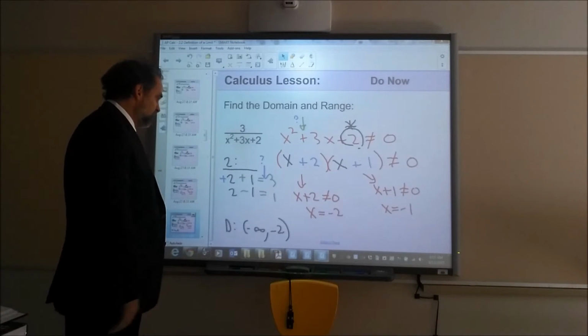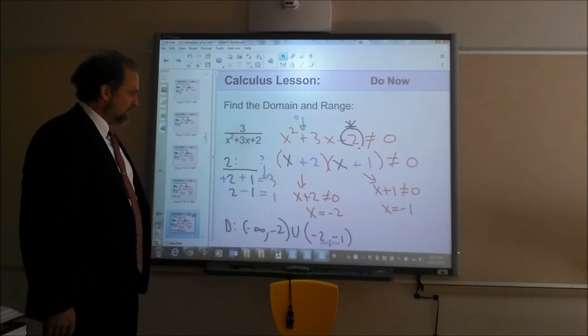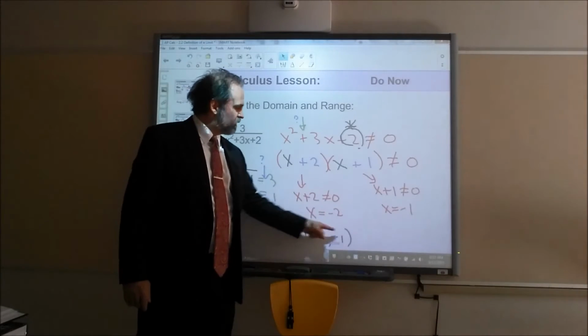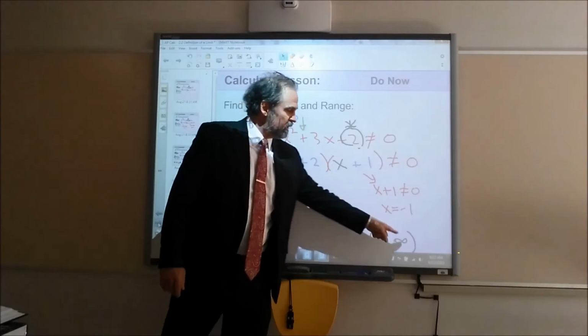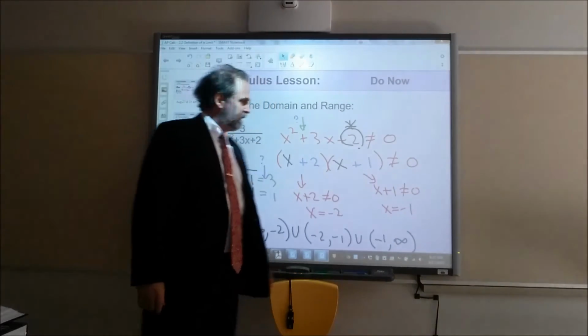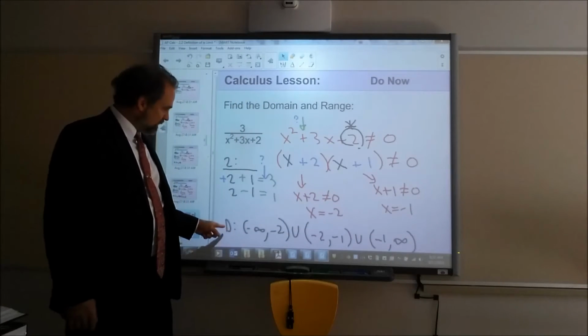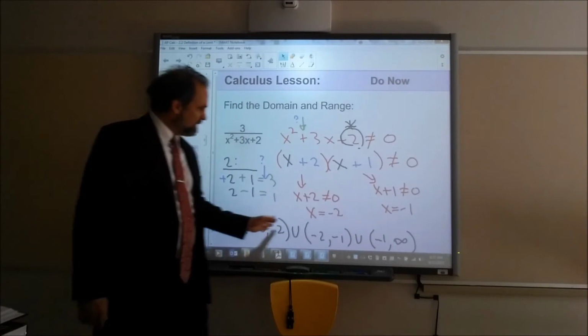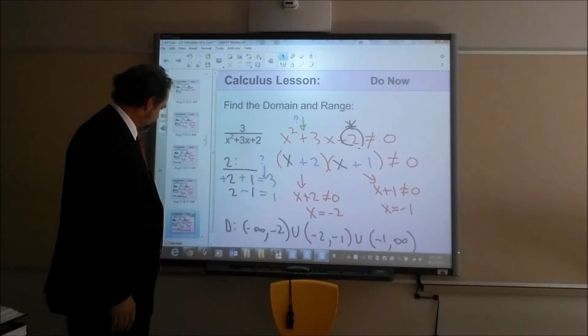Okay? So there's my interval up to negative 2. My union at negative 2 jumps me over from negative 2 to negative 1. My union at negative 1 jumps me over from negative 1 to infinity. That's my domain, right? That's what the D stands for. Any of these things works, but not all real numbers.